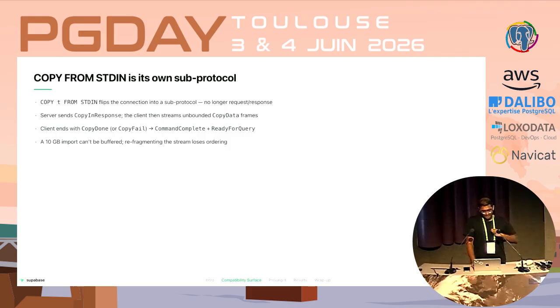So after the server says, okay, go ahead and send it, the client starts streaming an unbounded sequence of copy data frames. It could be a few kilobytes, it could be some GBs, it just depends on how long the stream is. And the proxy is suddenly in the middle of a long-lived streaming state machine, not a tidy request response exchange. And both of the naive approaches fail.